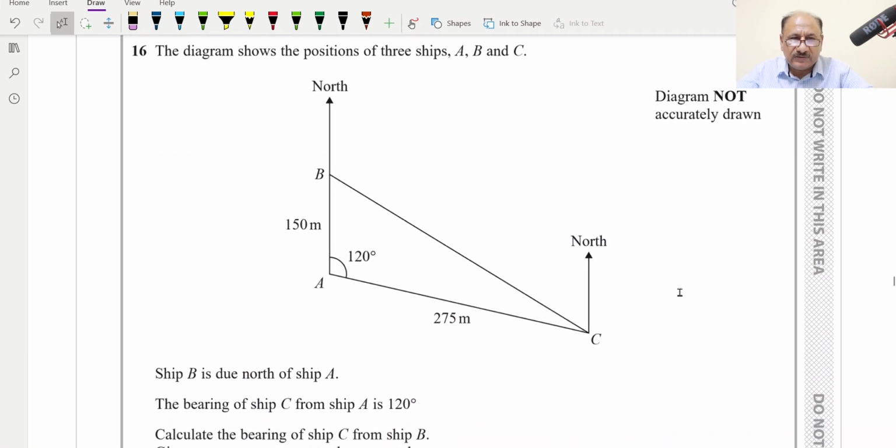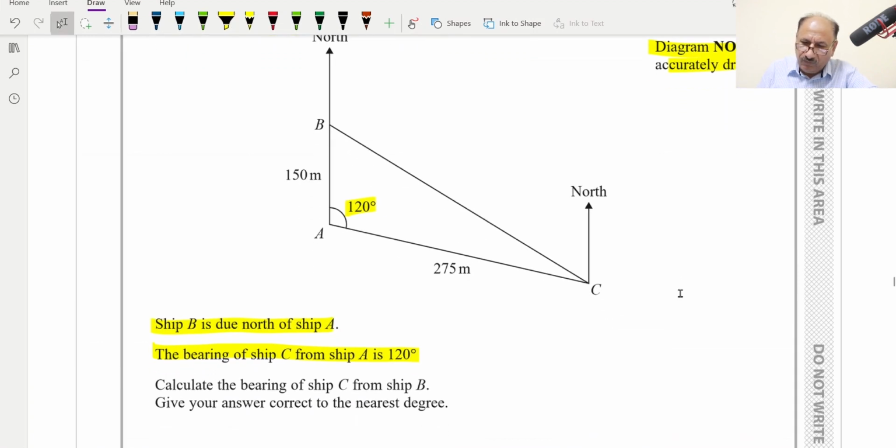Now question number 16. Question number 16 says the diagram shows the positions of three ships A, B, C. This is a bearing question. The diagram is not accurately drawn. So ship B is due north of ship A, and the bearing of ship C from A is 120 degrees. Calculate the bearing of ship C from ship B. So ship C from ship B we have to calculate.